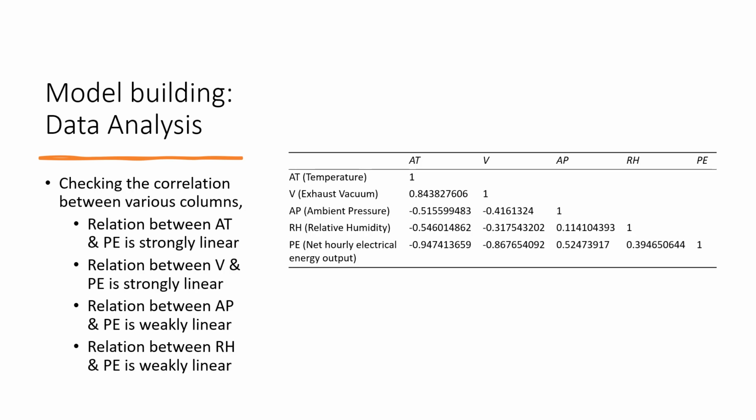Then, checking the correlation between various columns, I find that the relation between AT and PE is strongly linear. The relation between V and PE is also strongly linear. The relation between AP and PE is weakly linear, and the relation between RH and PE is also weakly linear.